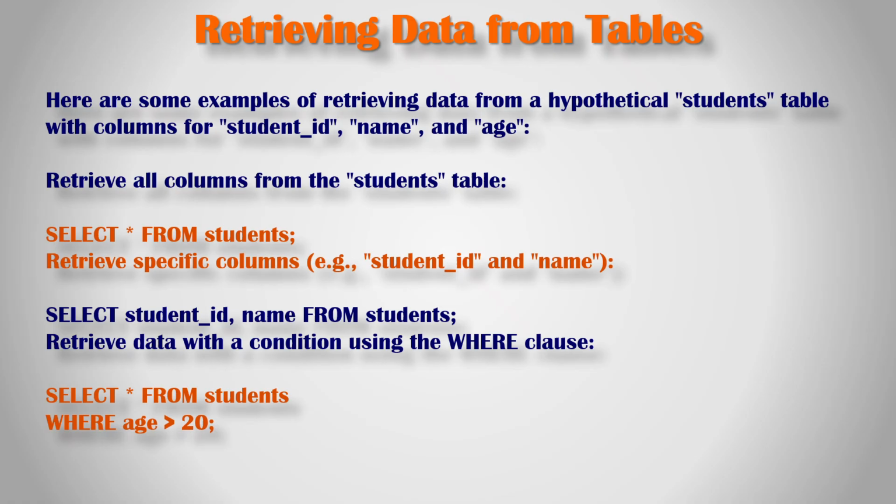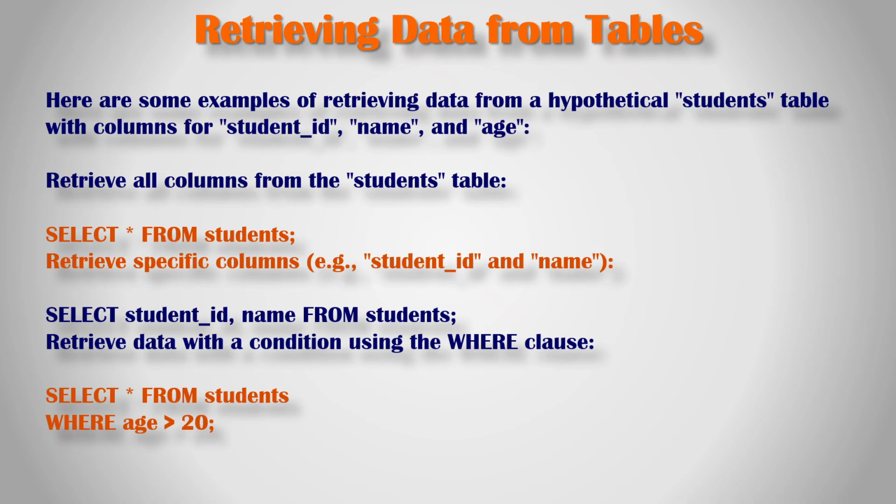Here are some examples of retrieving data from a hypothetical students table with columns for student ID, name, and age. Retrieve all columns from the students table: SELECT * FROM students. Retrieve specific columns, e.g. student ID and name: SELECT student_id, name FROM students.